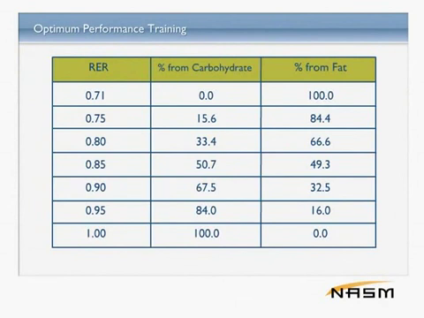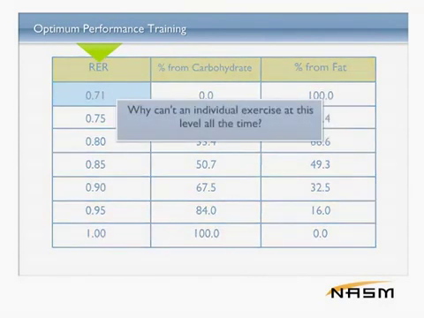As you can see, the body uses the highest percent of its fuel from fat when the body has a respiratory exchange ratio of 0.71. If the body uses a maximal percent of its fuel from fat at 0.71 respiratory exchange ratio, then why shouldn't an individual exercise at this level all the time?